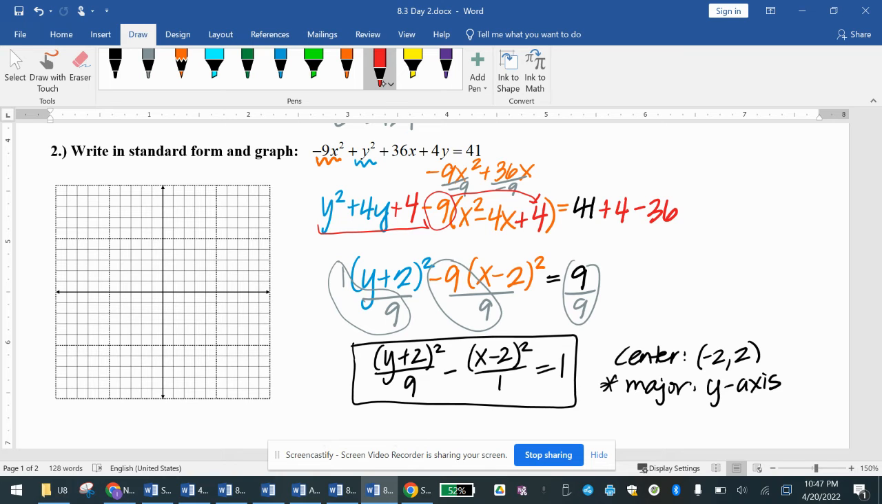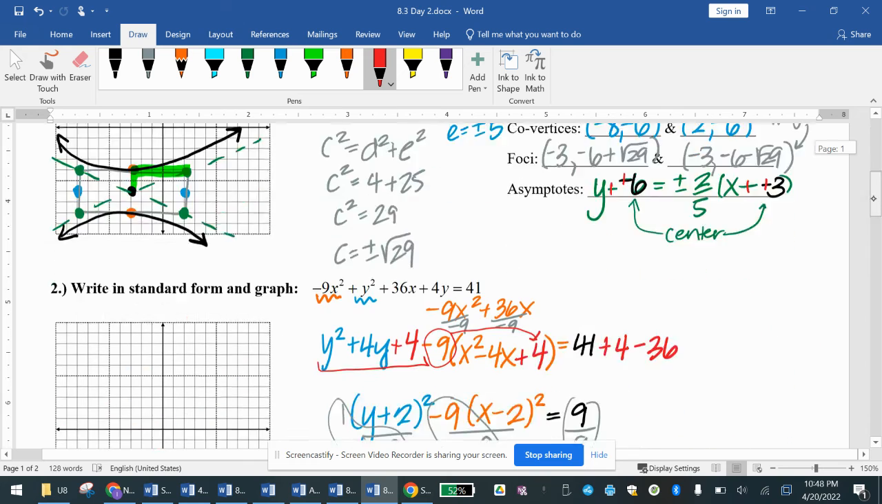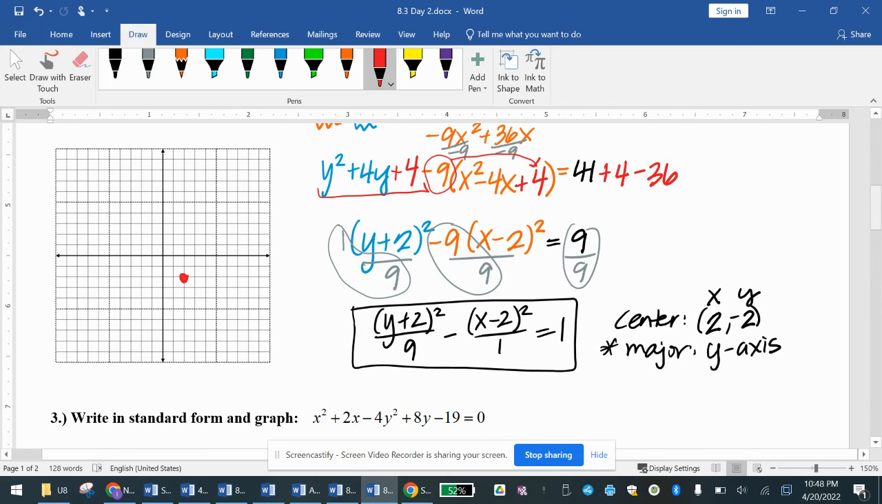Oh my goodness, I just realized I wrote the center wrong. I always tell you guys to be careful with stuff and I have to mind my own advice. So the center is 2, negative 2. Remember, because the x has to go first and then the y. So if you caught that, A plus to you for the day. It is 2, negative 2. Okay, so 2, negative 2, whoopsies, is here.